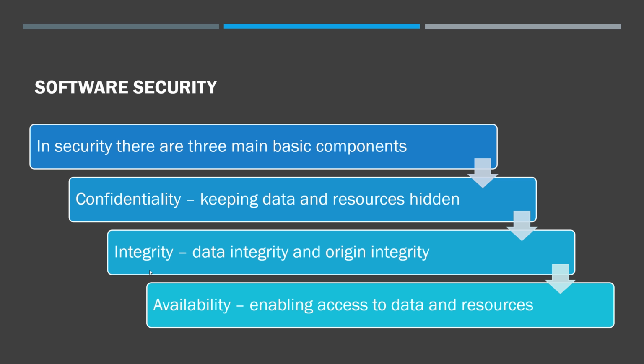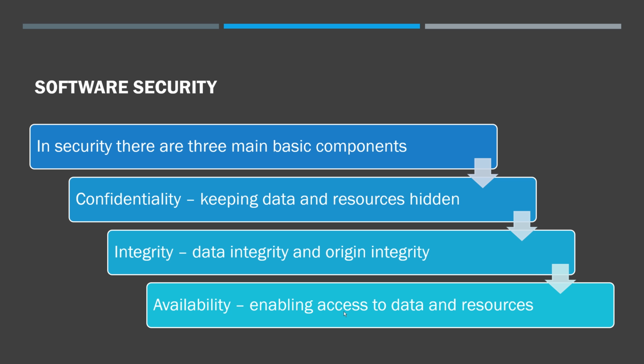Now moving on to integrity. Integrity, the data integrity and origin integrity, you want to make sure that when this data is moving, it is not changed by other users. You want to make sure that you have some kind of flag or something that makes sure that your data is not modified, and if it is modified, you should be able to note how it was modified and who it was modified by.